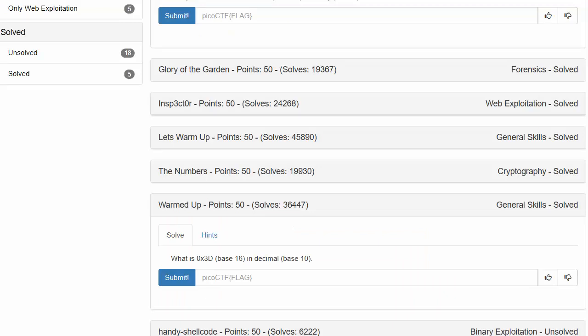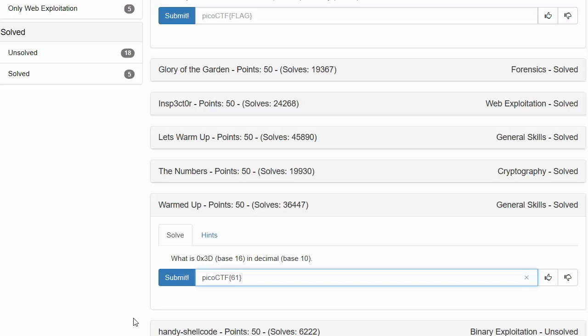For some reason, my microphone stopped working just as I was putting in the answer and submitting it, which means it's just solved a few seconds ago. What I did was I just wrote picoCTF beginning bracket and the number 61 ending bracket.